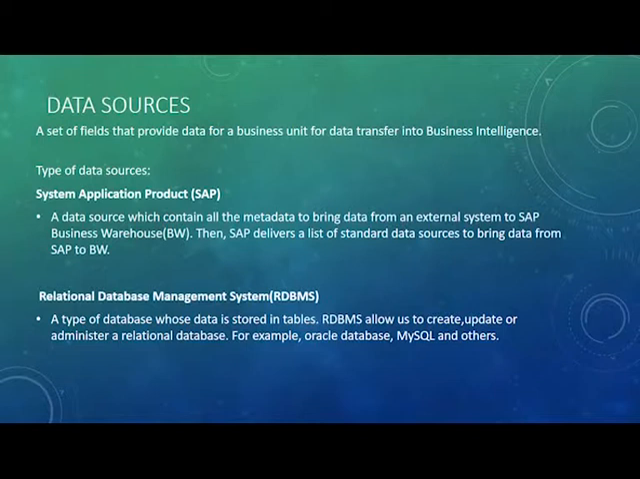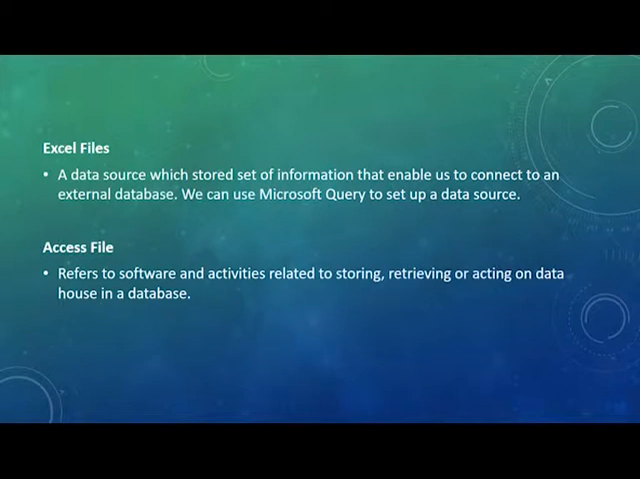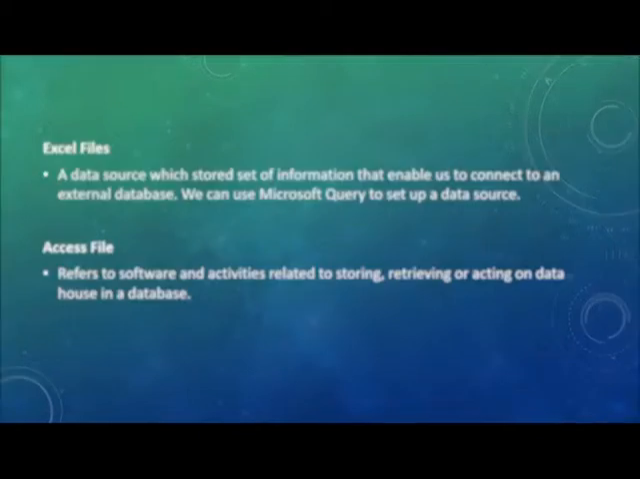Warehouse. Next is Relational Database Management System (RDBMS), a type of database whose data is stored in tables. RDBMS allows us to create, update, or administer a relational database, for example, Oracle database, MySQL, and others. The next one is Excel files. An Excel file is a data source which stores a set of information that enables us to connect to an external database. We can use Microsoft Query to set up a data source. Then, Access file. Access file refers to software and activities related to storing, retrieving, or acting on data housed in a database.